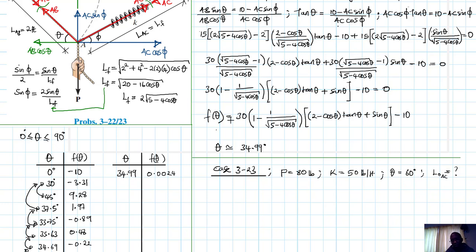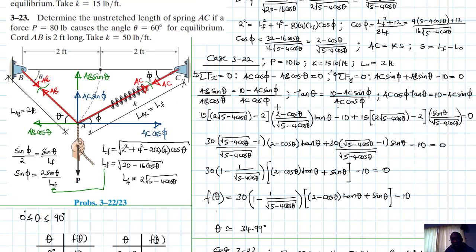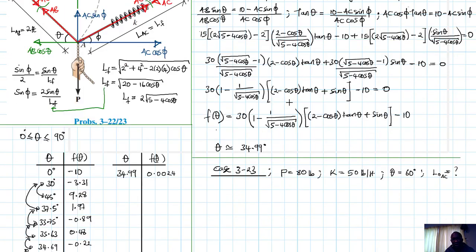Okay. All right. So we already have the equation. Okay, we know AC is equal to KS. So we can just write this and then find what this length is. Great. So we know that AC is equal to K times S. Okay. And this therefore is just equal to K is 50.